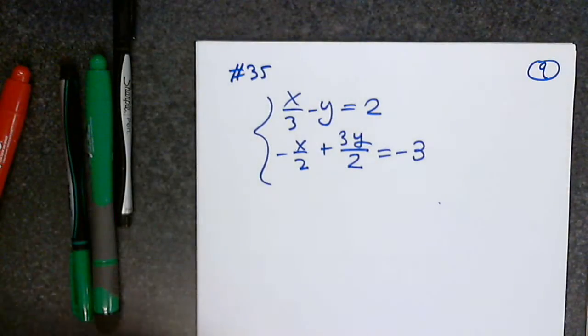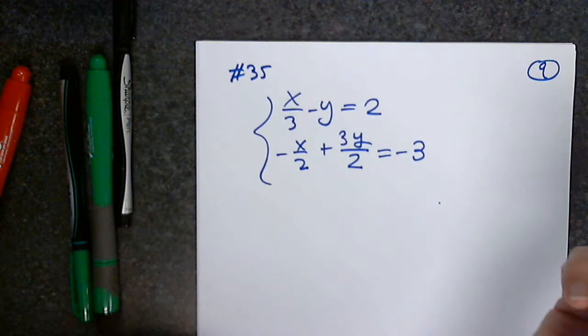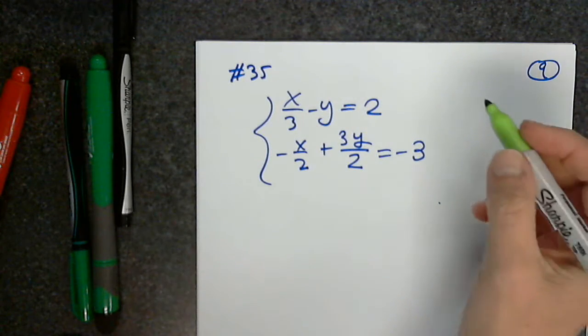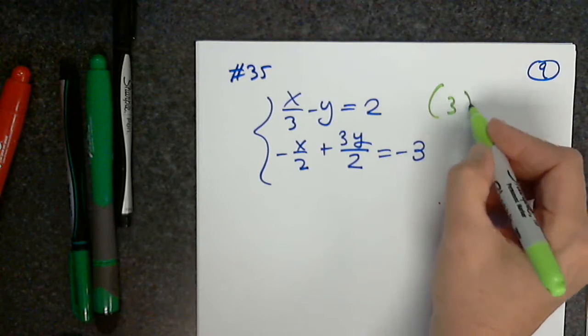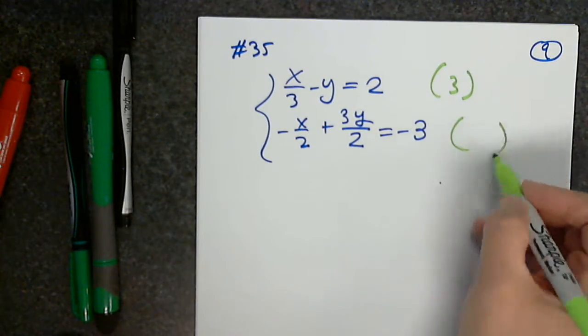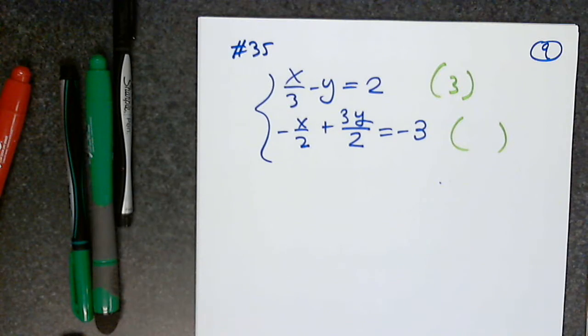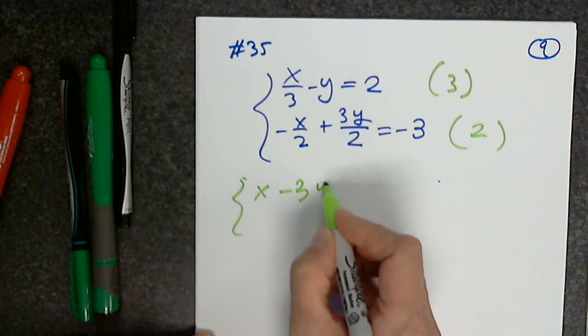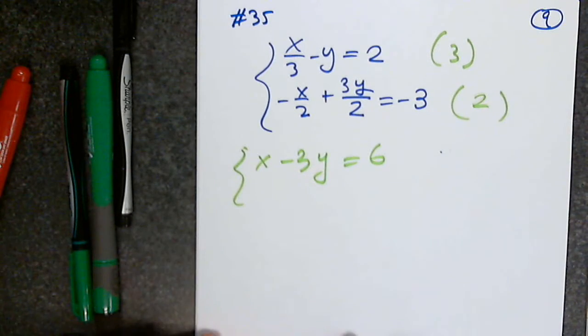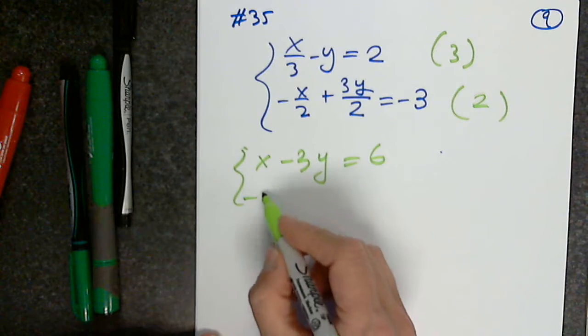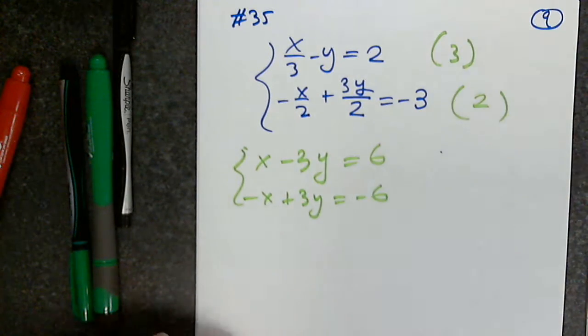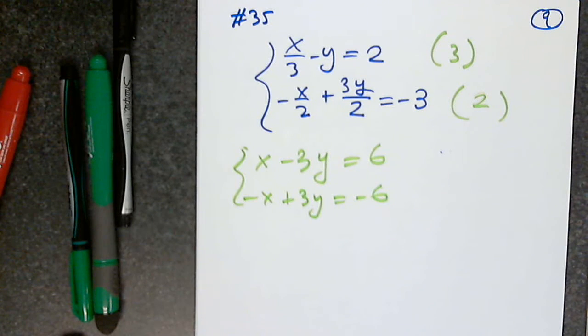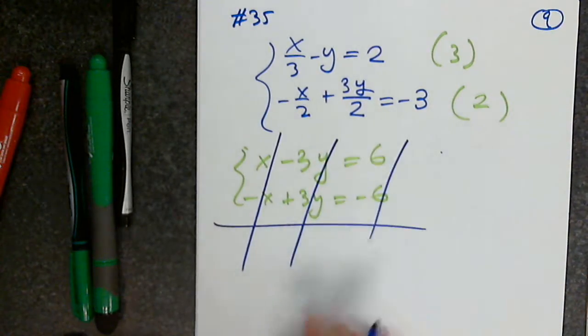How will you make fractions disappear in the first one? Multiply both sides by. Very good. How will you make the fractions disappear in the second one? Multiply everything by 2. Good. Very good. So then we have x minus 3y equals 6. Fractions went away. Negative x plus 3y equals negative 6. Fractions went away. Perfect. What now? I'm done. So what is the answer?